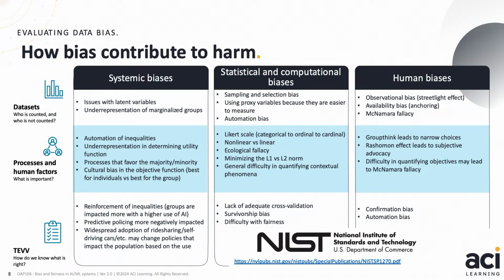So a great tool is NIST SP 1270. I would encourage you to check it out. This is just a small portion of it, but it starts to help you understand how bias is contributing to harm and how we can start looking at it differently within our organizations. This is very helpful, and we know that NIST has a whole library of resources available to us. They're all free, so we encourage you to take a look and see how we can leverage some of that content.